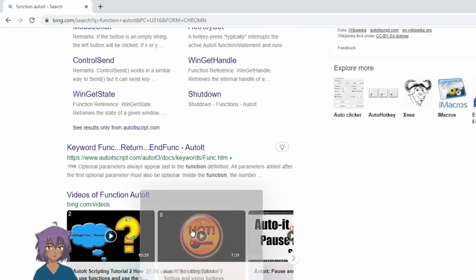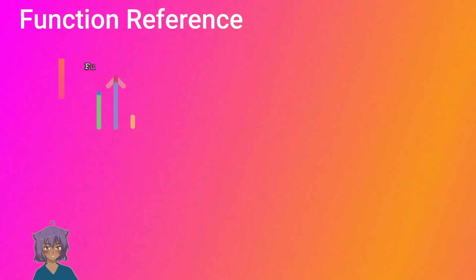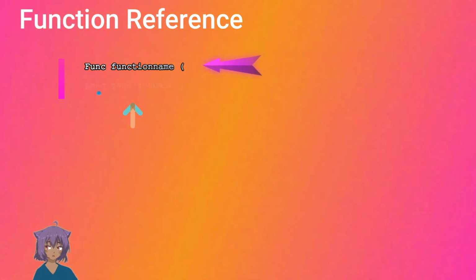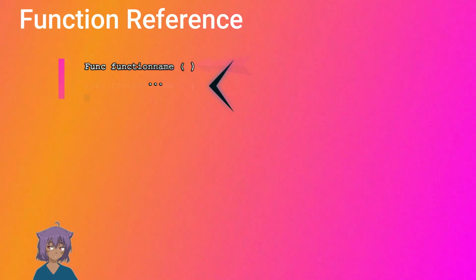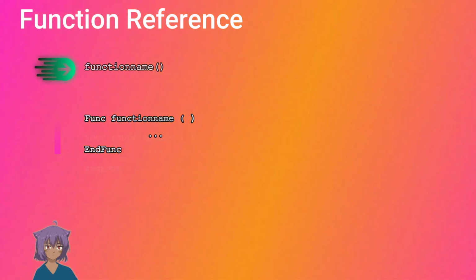A function can be a user-defined or built-in function that takes 0 or more arguments and optionally returns a result. Let's start by creating a function followed by the function name. In the parentheses, we can do it like this, without a parameter. Next to this is the script you want to perform only within this function, and we close this by typing end function.